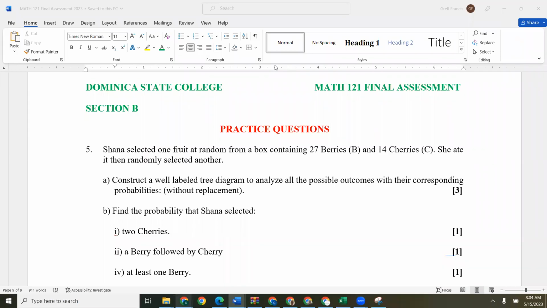Dominica State College Math 1-1 Final Assessment, Section B, Practice Questions.